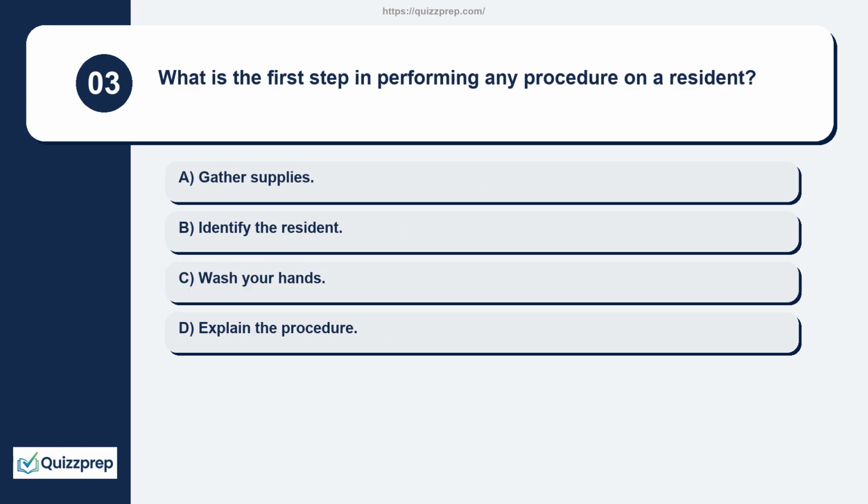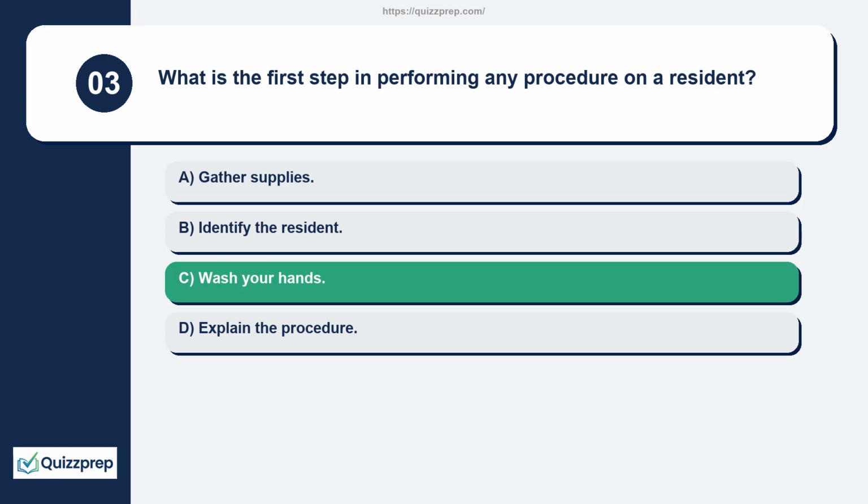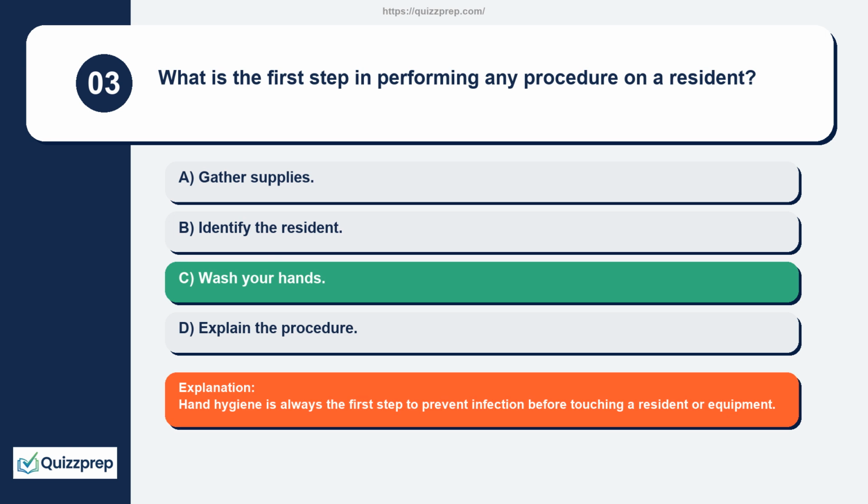Question 3. What is the first step in performing any procedure on a resident? Gather supplies. Identify the resident. Wash your hands. Explain the procedure. Hand hygiene is always the first step to prevent infection before touching a resident or equipment.